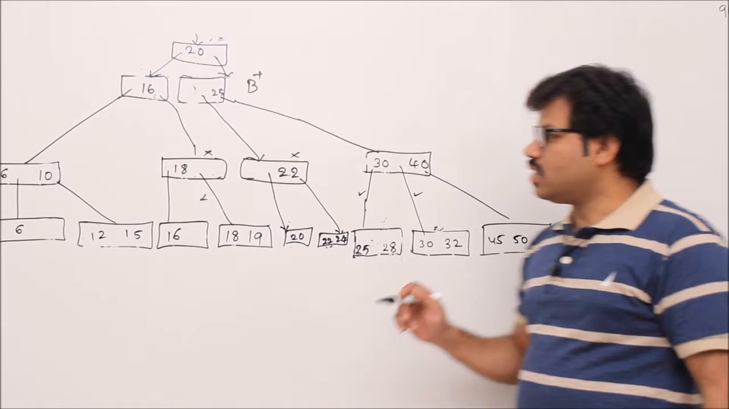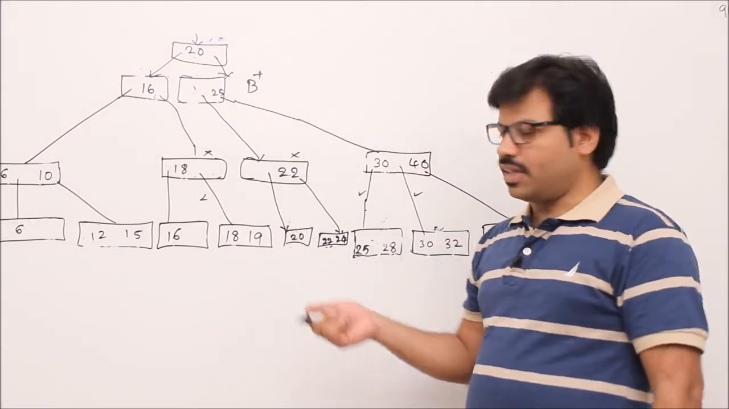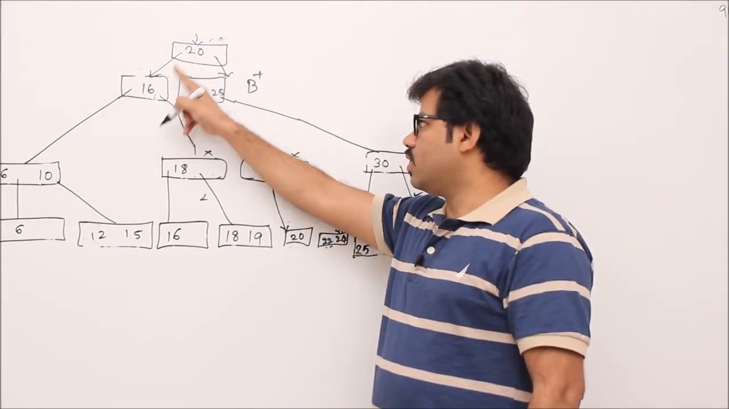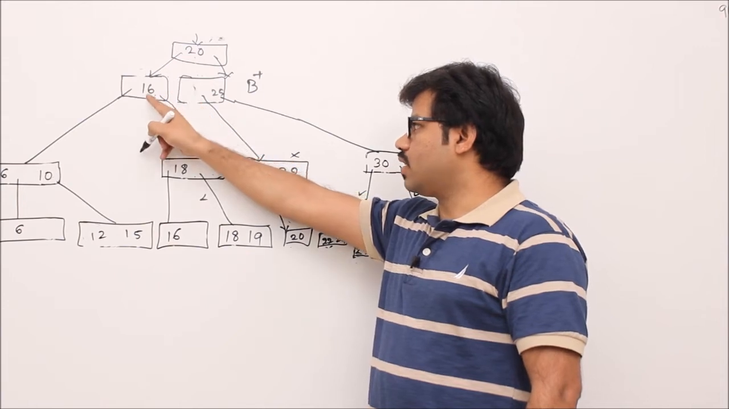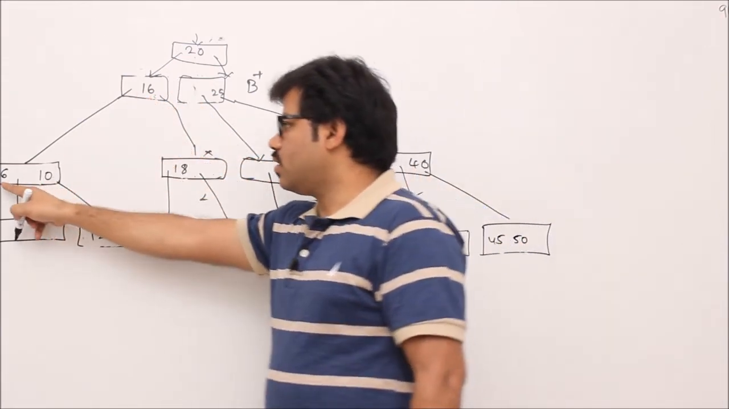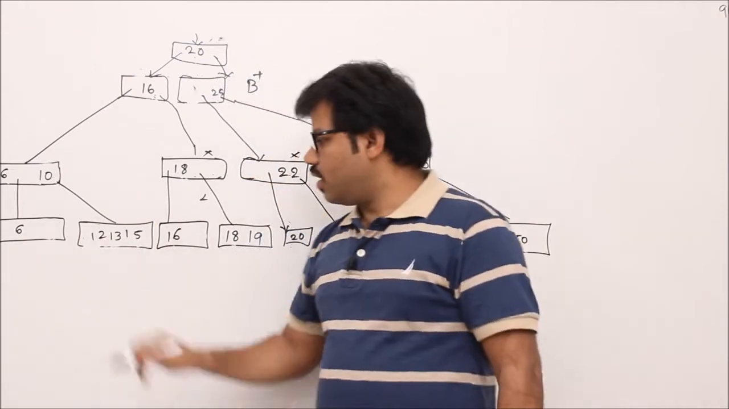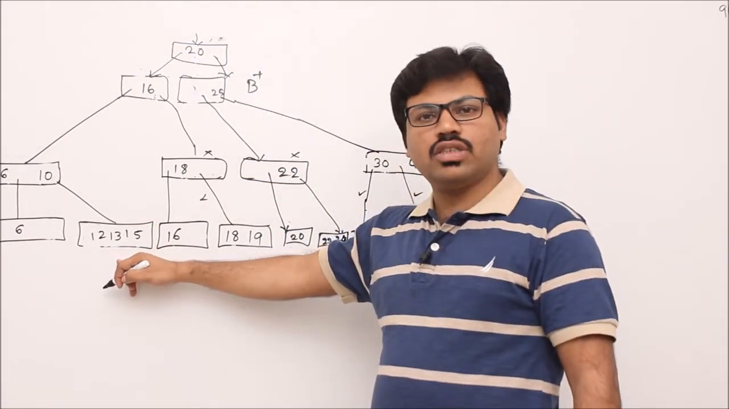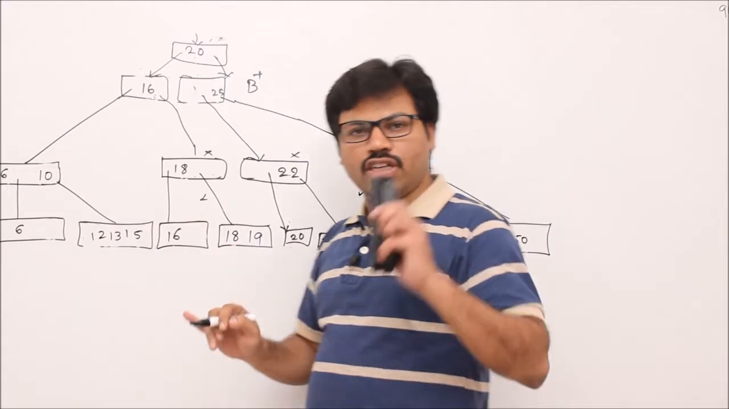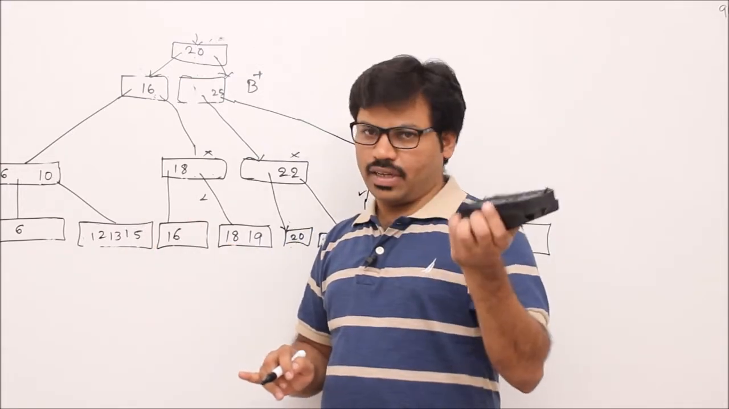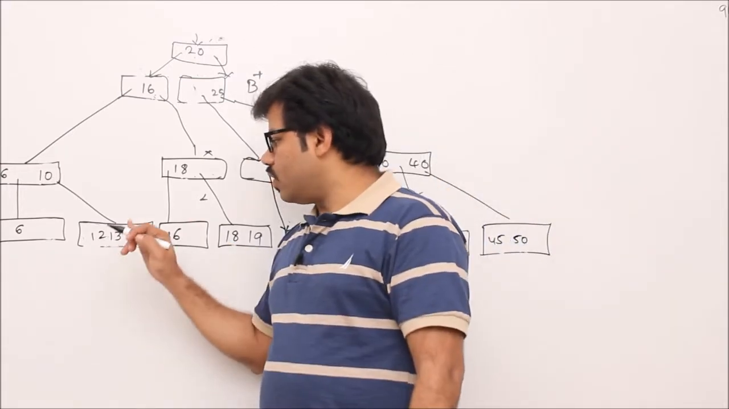So now we'll see a case where we are, let's say, inserting 13. If you insert 13, first search for it, 20, then go left side, 16, 13 left side, 6, 10 right side, then 13 comes here, right? Once you add it, it is more than full. Whenever a node is more than full, then we have to do redistribution with a sibling. Who is the sibling of this node?